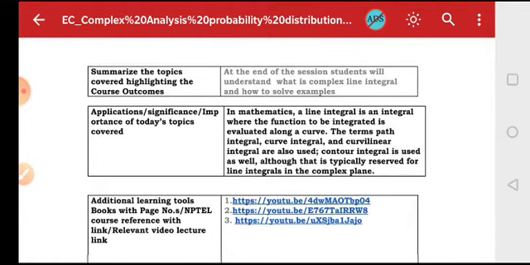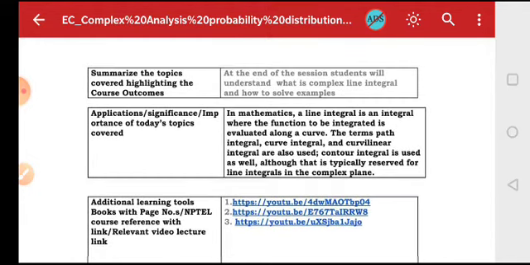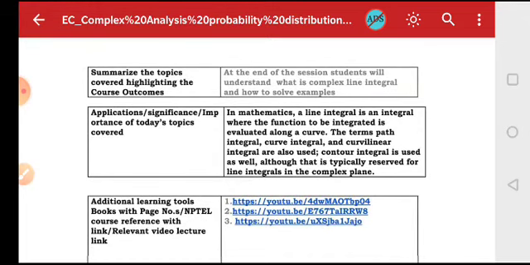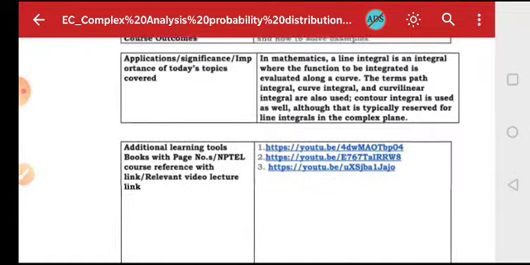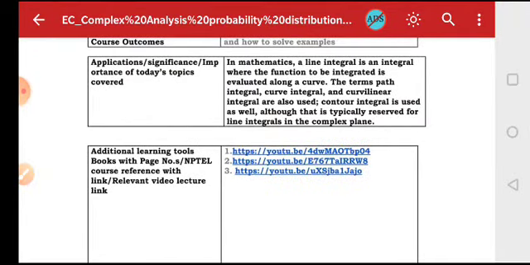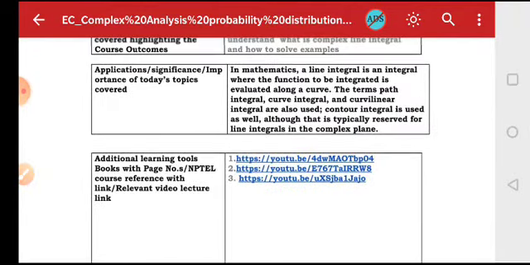As a part of application in mathematics, a line integral is an integral where the function to be integrated is evaluated along a curve. The terms path integral, curve integral, and curvilinear integral are also used. The contour integral is used as well, and this is typically reserved for the line integral in the complex plane also.